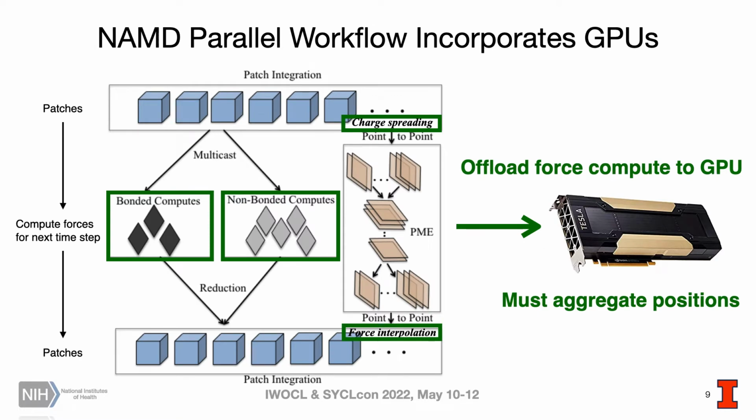Now let's look at how the NAMD parallel workflow incorporates GPUs. Consider the patches having been distributed across a parallel computer. Each patch starts with its set of positions, which must be sent to the compute objects using a multicast communication operation, since some positions might go to different compute objects, and a compute object might receive positions from different patches. The compute objects perform their work in parallel. Then the forces are received back to the patches through a reduction communication operation, since a force can receive partial contributions from multiple compute objects.